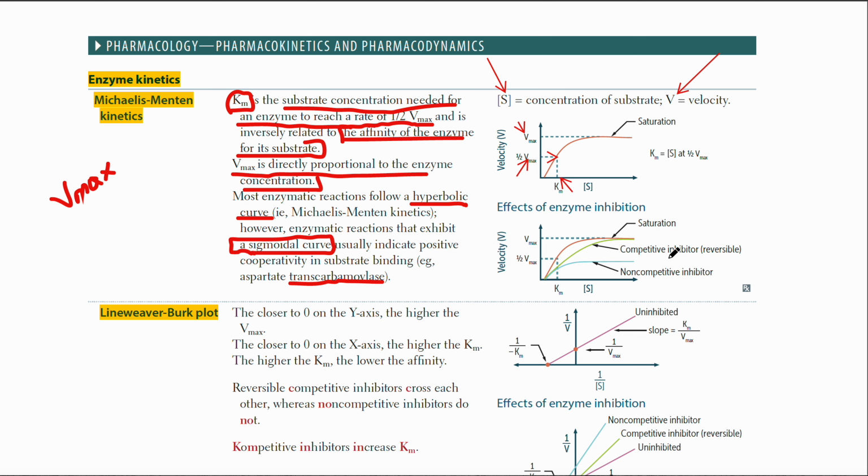So in non-competitive inhibitors, what is happening is that the enzyme is getting inhibited, right? So when the enzyme is inhibited, the reaction velocity should have slowed down, right? So it reaches the saturation point in a less curvy manner, less fast. So Vmax is reached in a very short time.